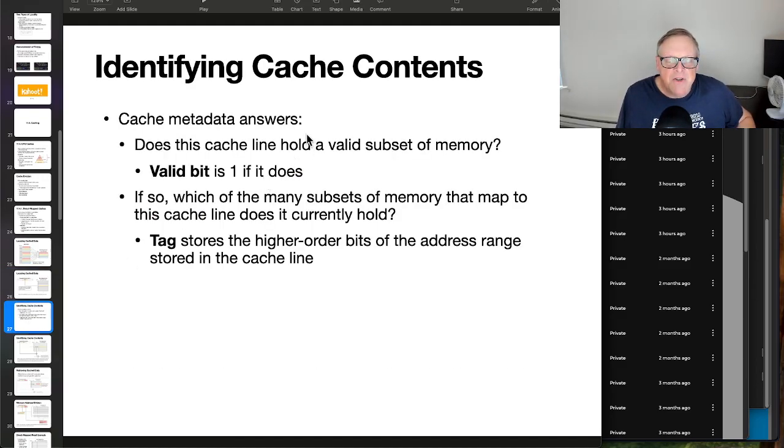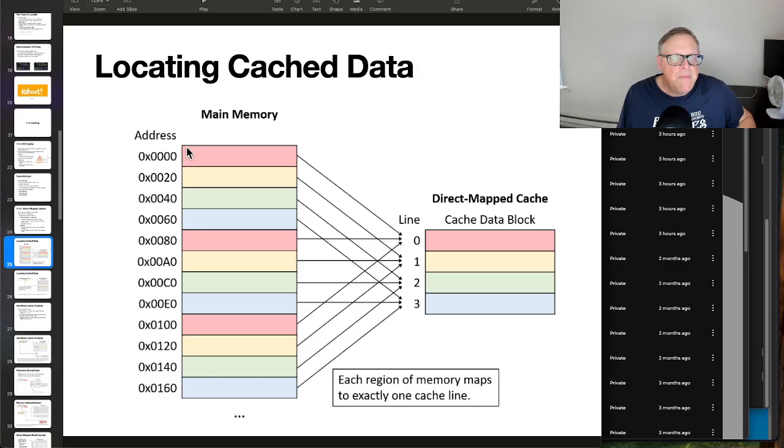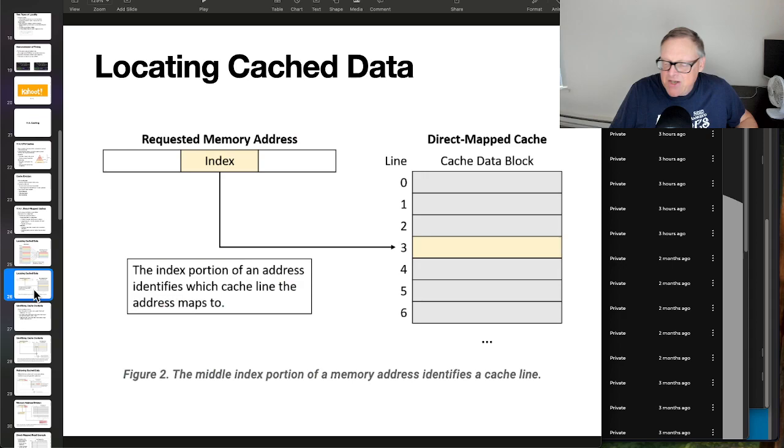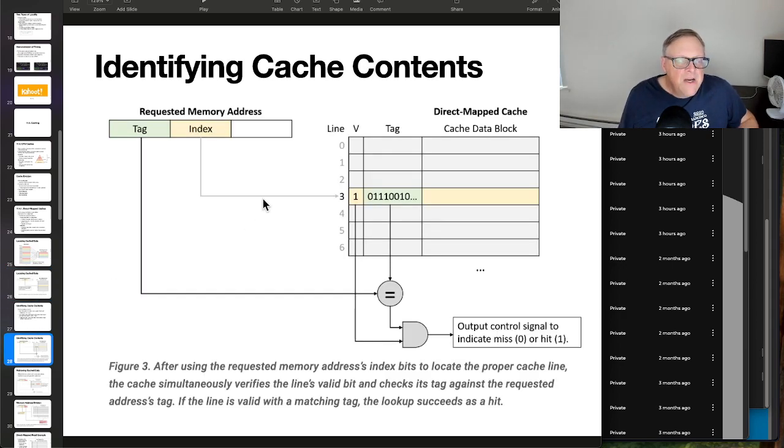The metadata is going to have to tell you, does it hold any actual memory? And if so, which of the many subsets of memory that map here does it currently hold? That's going to be the tag, which is the higher order bits of RAM that determine which one of these blocks we're in. So the tag tells you the higher order bits of memory, the index tells you the middle order bits, and the lower order bits tell you which bytes within this block of maybe 32 bytes you're talking to. So that's how it works.